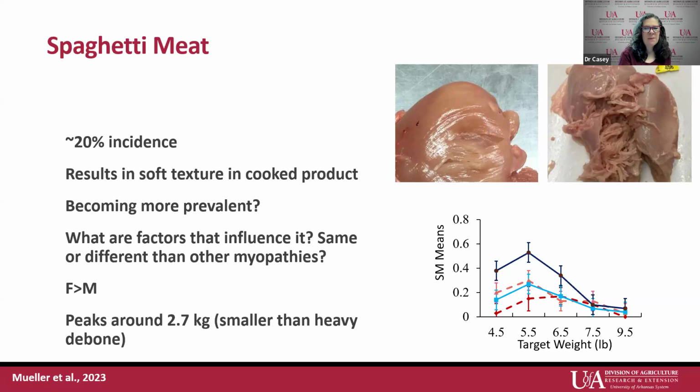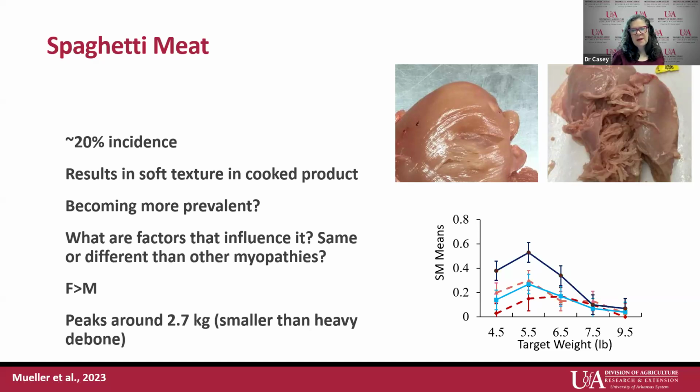Females will typically have a little bit more than males. And then in this graph below, what you'll notice is that the spaghetti breast incidence will tend to increase really early when those bird sizes are smaller. And then it reaches around 2.7 kilograms or so as the peak incidence of that issue. And then it starts to decrease as that bird size gets bigger. And so there's still a lot of research to do in this particular area.